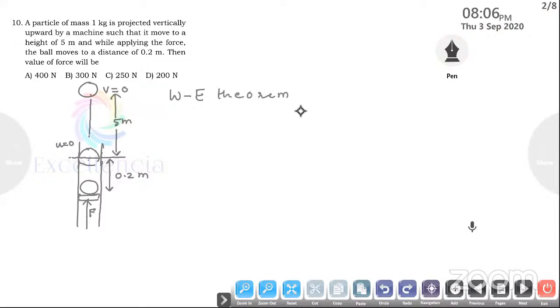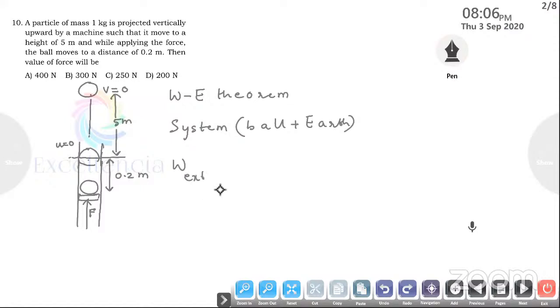You can write work energy theorem. Now what is the system that we choose? I will choose the ball and here as my system. Then what is this work energy theorem?